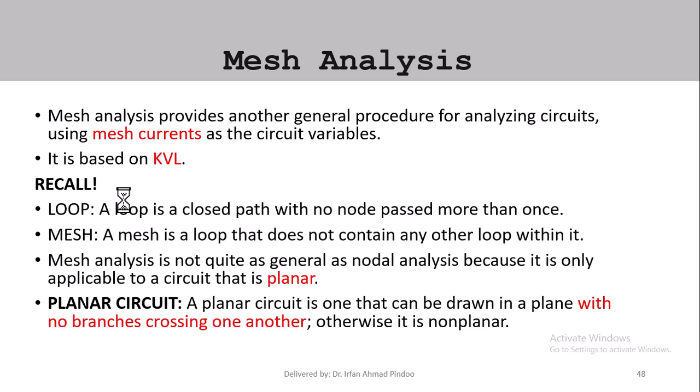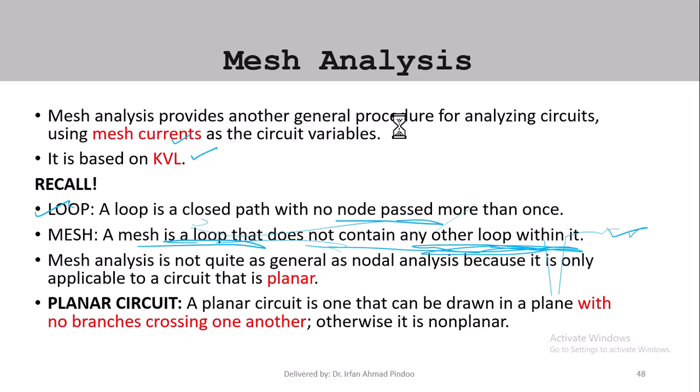It is given here also in the slide. A loop is a closed path with no node passing twice. It's a simple closed path. But a mesh is defined as a loop that does not contain any other loop within it. So this must be followed. Now mesh analysis is basically a method that is based on KVL, and once we write the equations, we normally get the currents out of it, right?